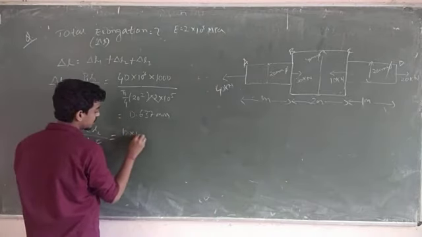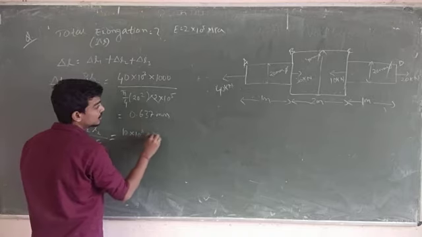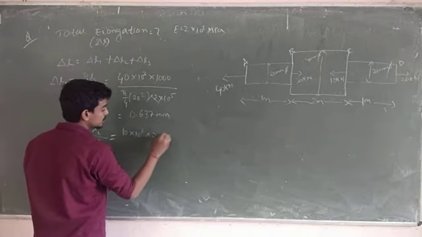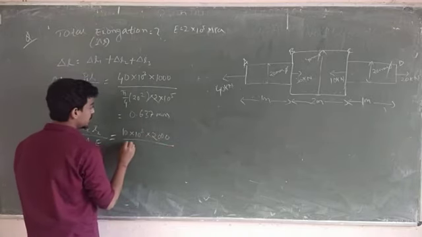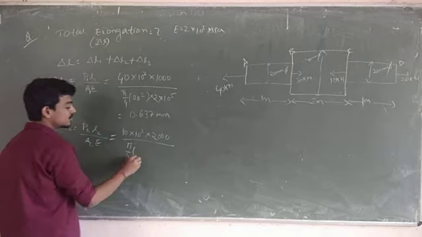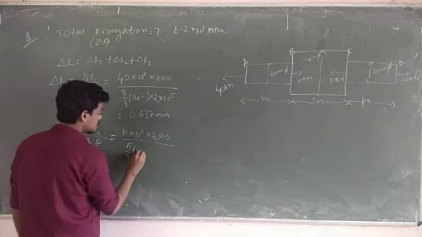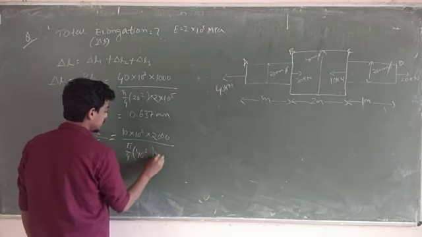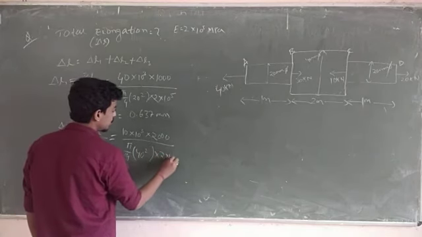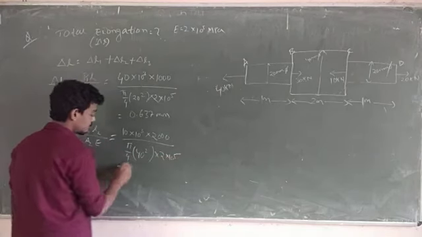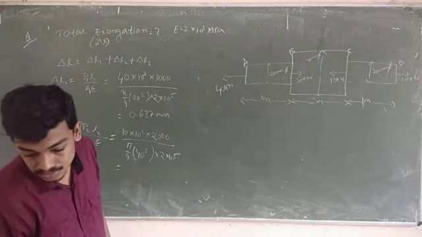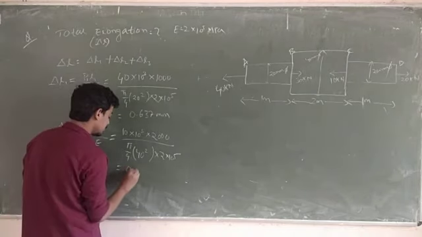10 into 10 to the power 3, L2 is 2000 mm. A2 means pi by 4 into diameter, the diameter is 40 mm, so 40 square. E is 2 into 10 to the power 5. So it is coming around 0.0795.